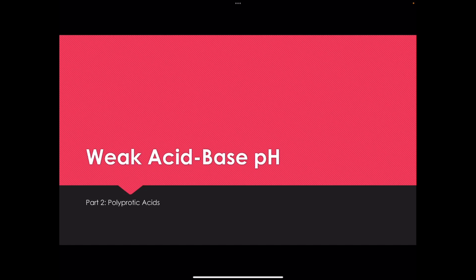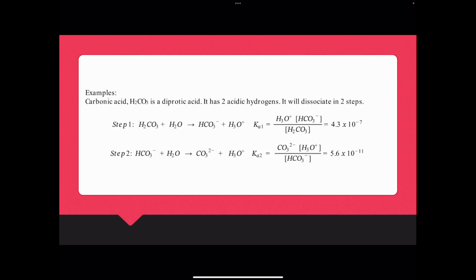Here we will continue our discussion of weak acid-base pH by taking a look at polyprotic acids. As we've looked at acids so far, and when we looked at our proton transfer, we've been dealing with transferring a single hydrogen. But we can have compounds that can have more than one acidic hydrogen. An example of that would be something like carbonic acid, H2CO3.